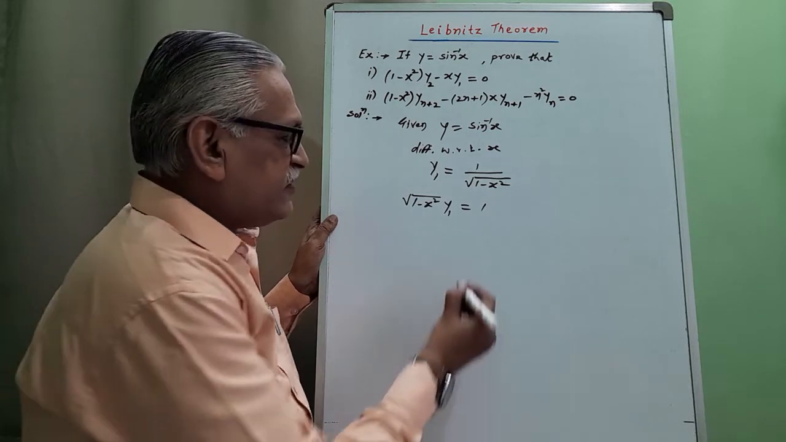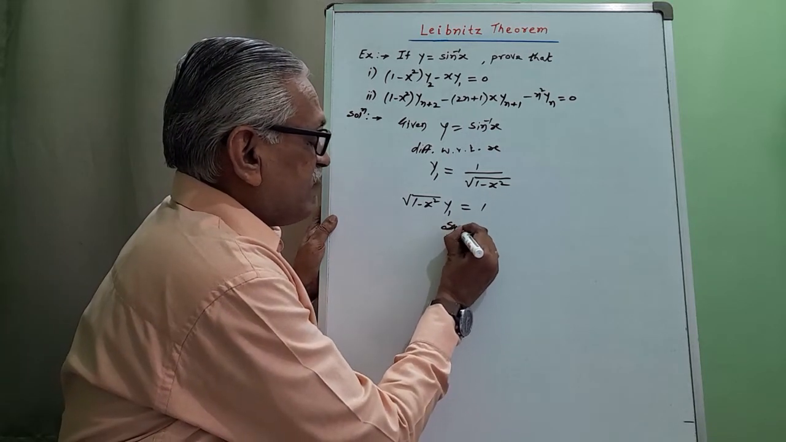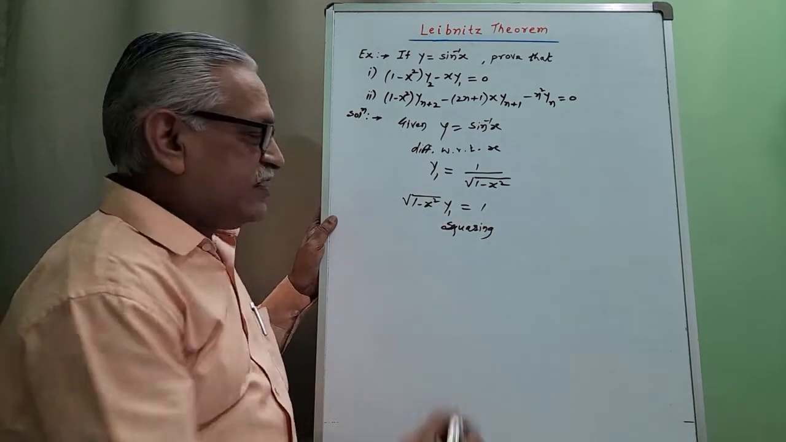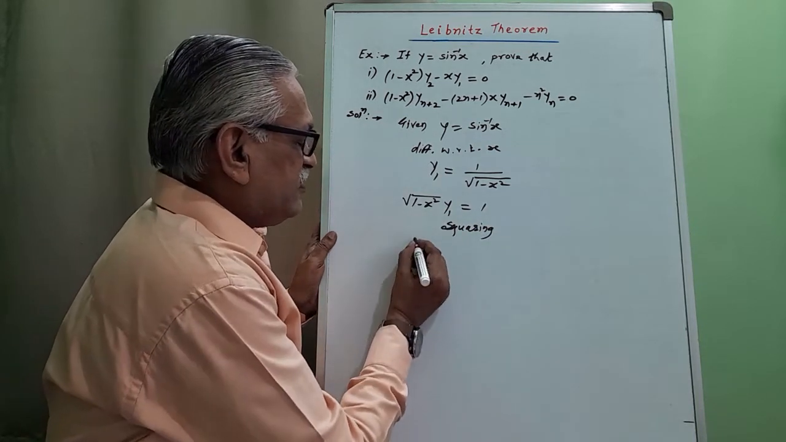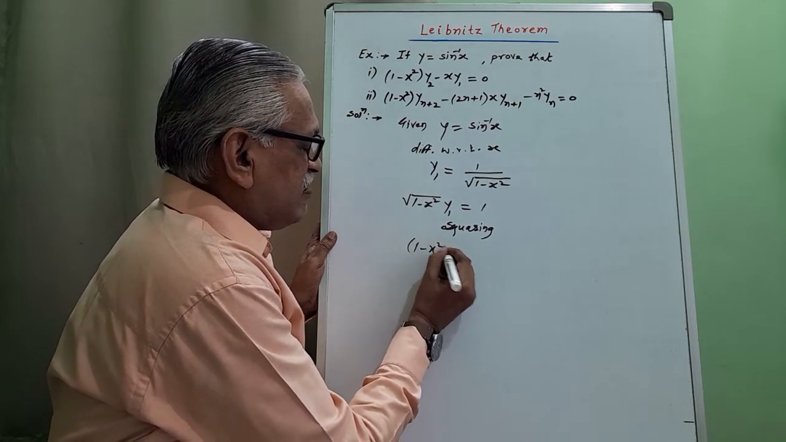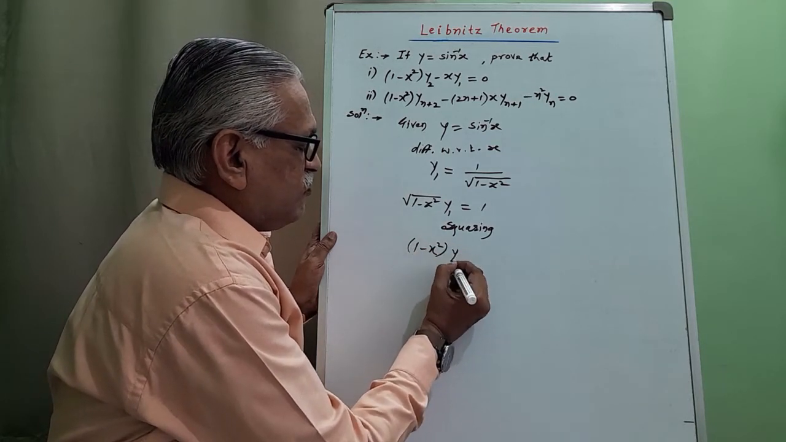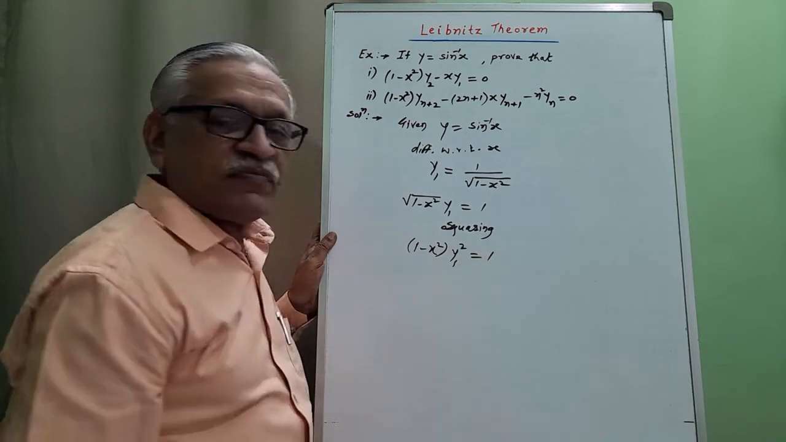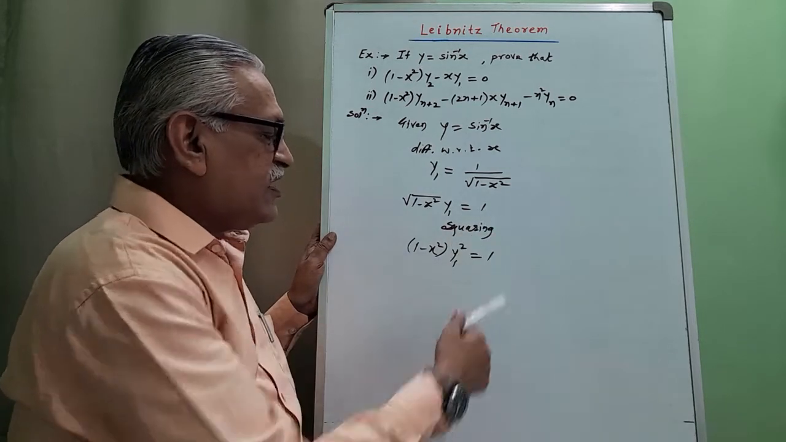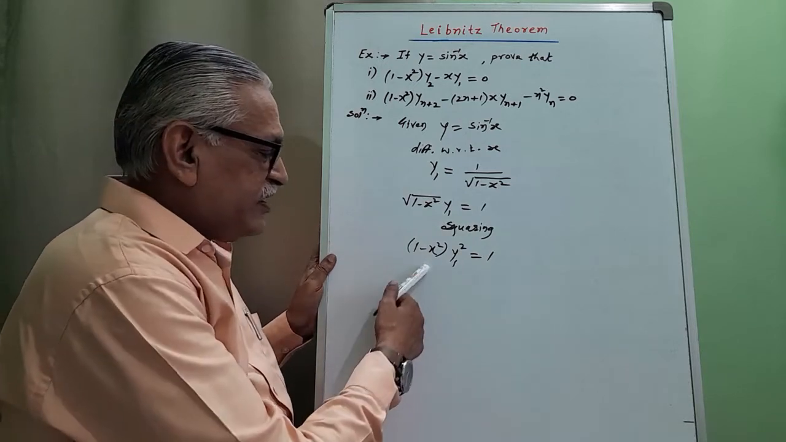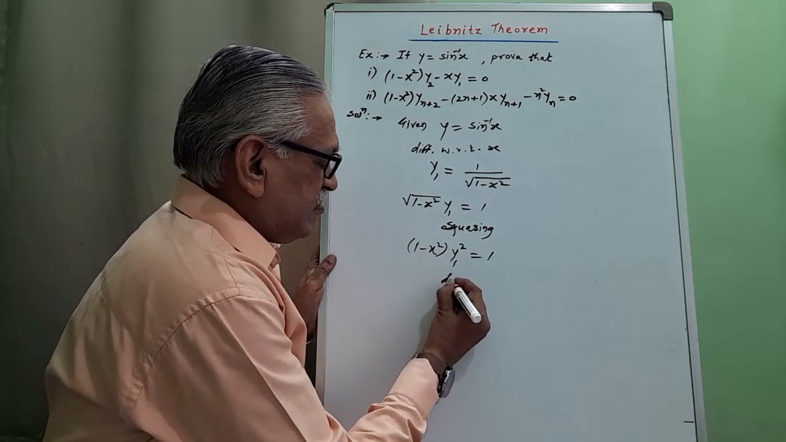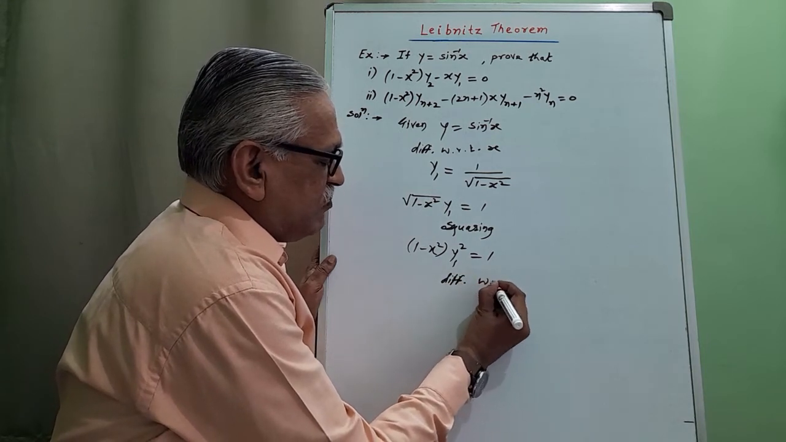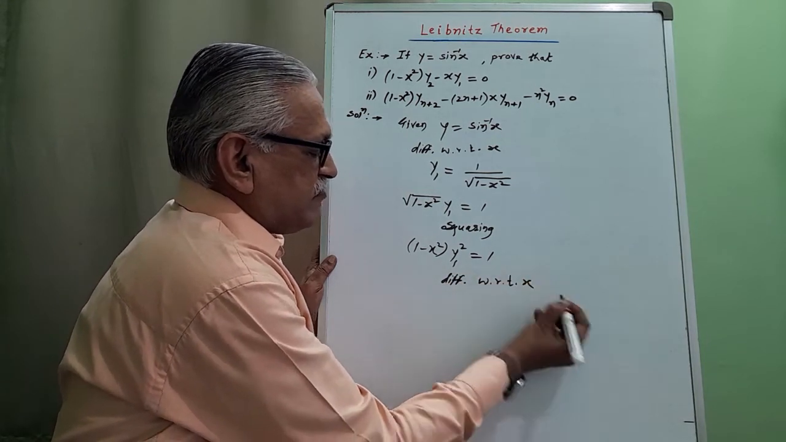Then squaring it to cancel that square root sign. Therefore, the square of this is (1 minus x square) into y1 square is equal to 1. Square of 1 is 1. And then differentiating again with respect to x.